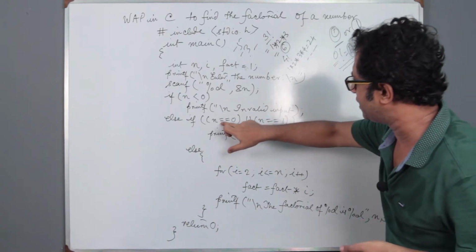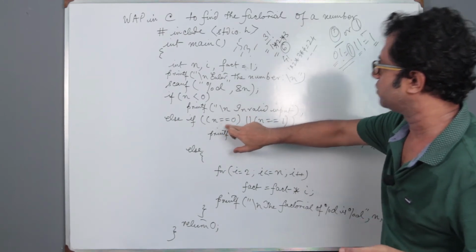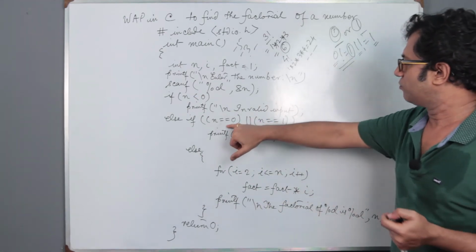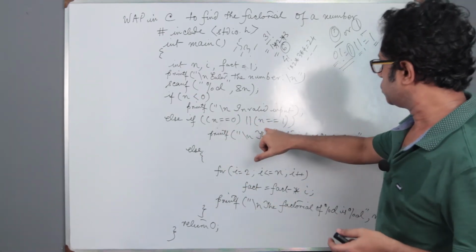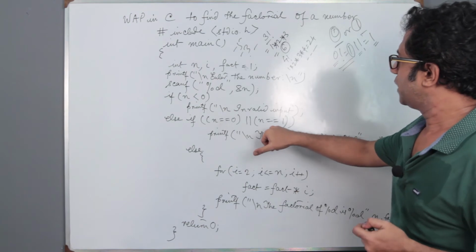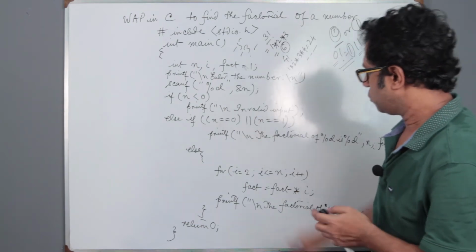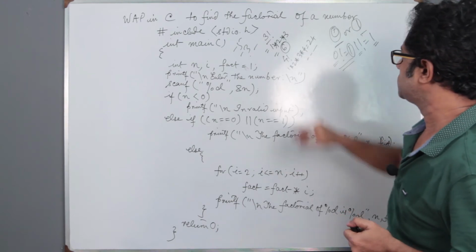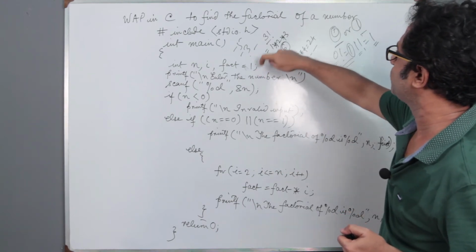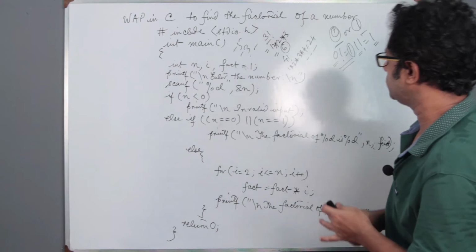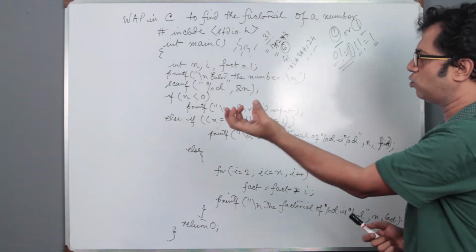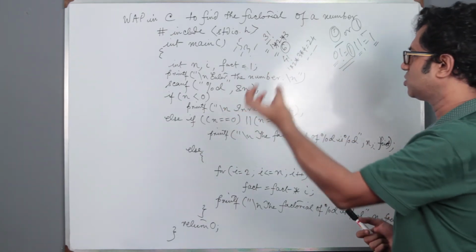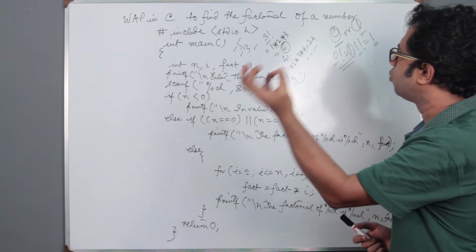That is, if the user inputs the value of n to be 0, or if the user inputs the value of n to be 1, then we are going to print the result of factorial to be 1. See, we have initialized the value of factorial to be 1, that is fact is equal to 1. So fact now holds the value of how much? The fact holds the value of 1.